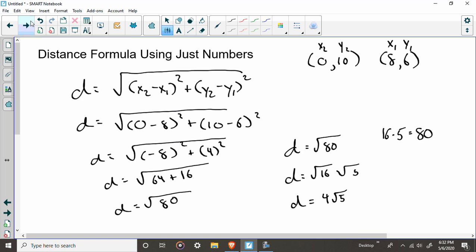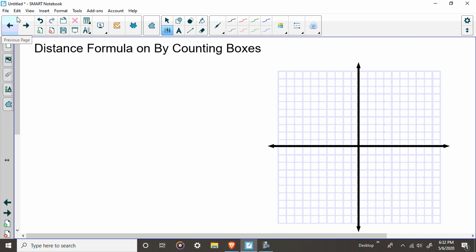Now, what if they give you 2 points and you just wanted to count the boxes? So let's go over the same example we just went over. So what if I gave you the points 0, 10, and 8, 6? Well, 0, 10 is right up here. And 8, 6 is 1, 2, 3, 4, 5, 6, 7, 8. 1, 2, 3, 4, 5, 6, right?